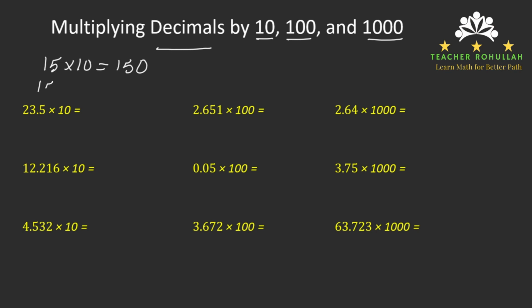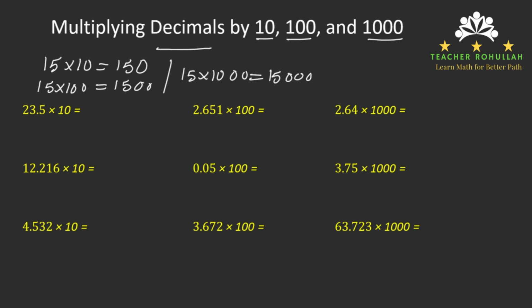The same case is with 100. When we multiply 15 by 100, we write 15 and add 2 zeros. When it comes to 1000, 15 multiplied by 1000 equals 15,000. When we multiply 15 by 1000, we write 15 and add 3 zeros to it.